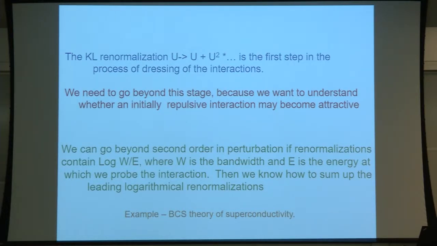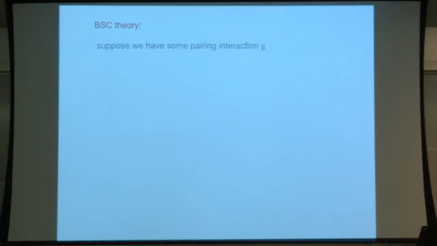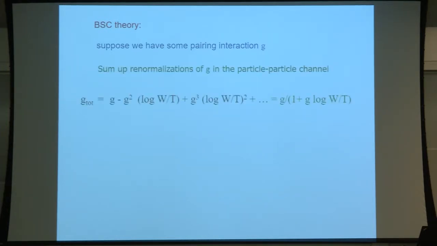In BCS theory of superconductivity, when you look at the interaction, suppose we have some pairing interaction, just even not two scales, not two interactions, just one. Suppose we have just some pairing interaction. What do we do in BCS theory? We start renormalizing this interaction and see how it changes as a function of temperature. And then there is a whole series of terms, the bare interaction, then first renormalization in the particle-particle channel, second one, third one, and we know what the final formula is.